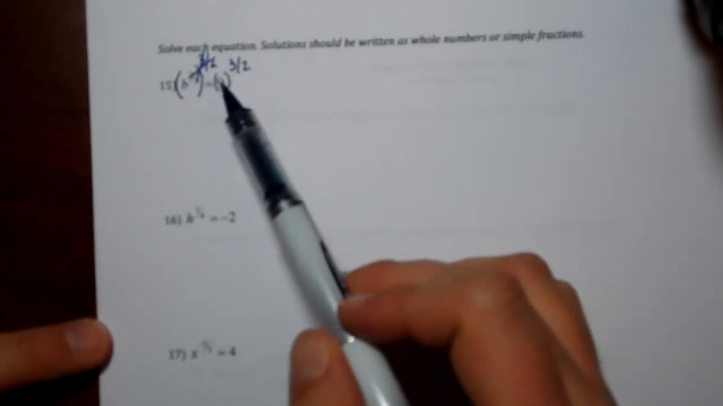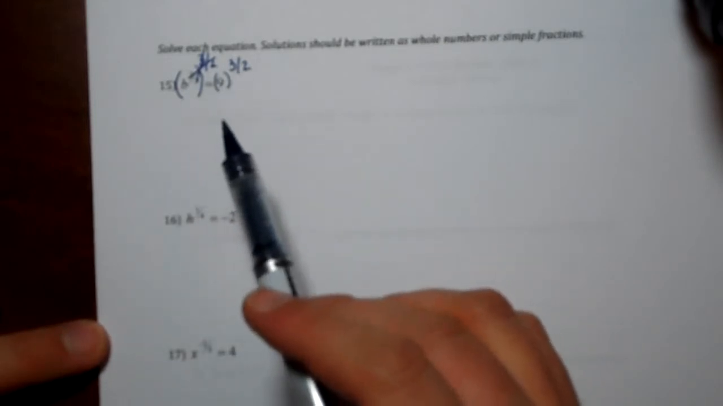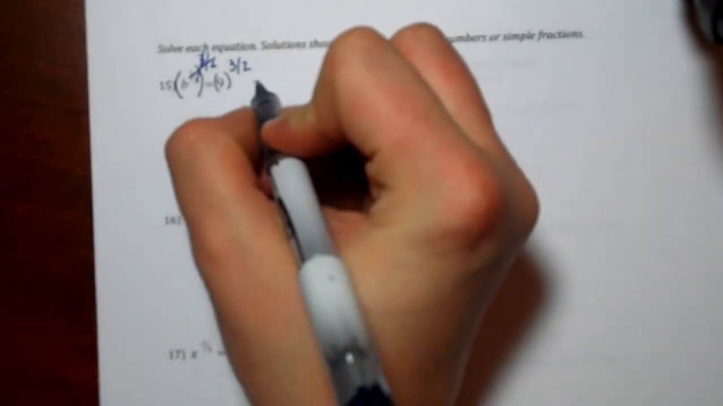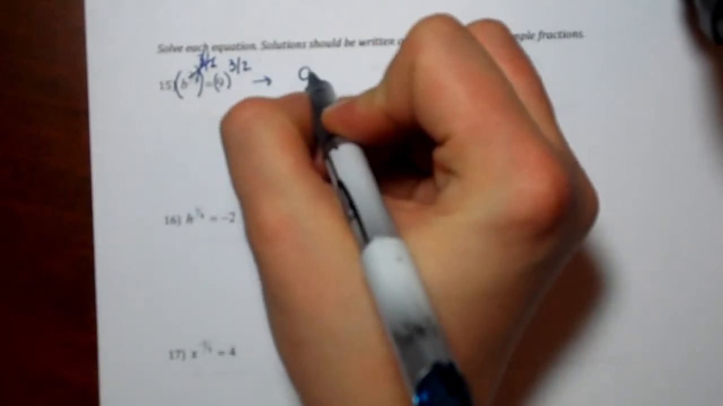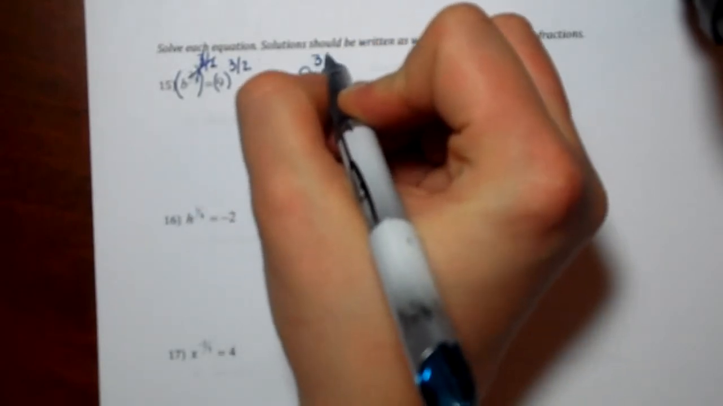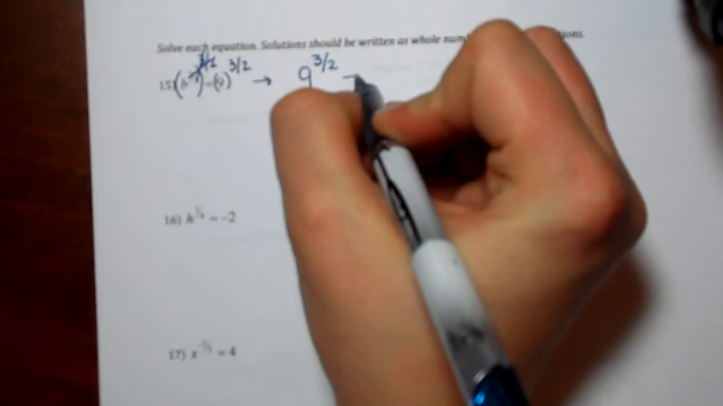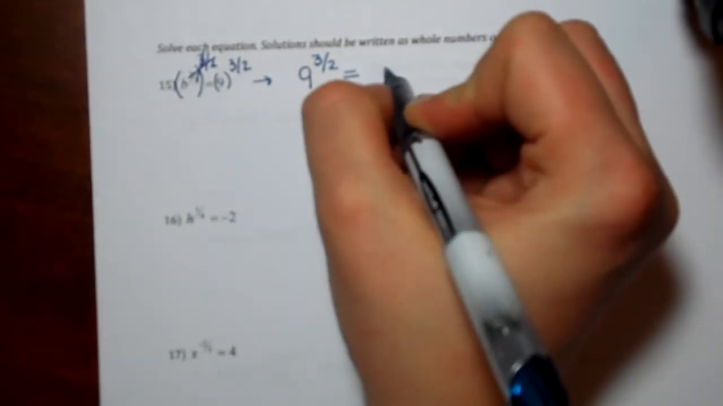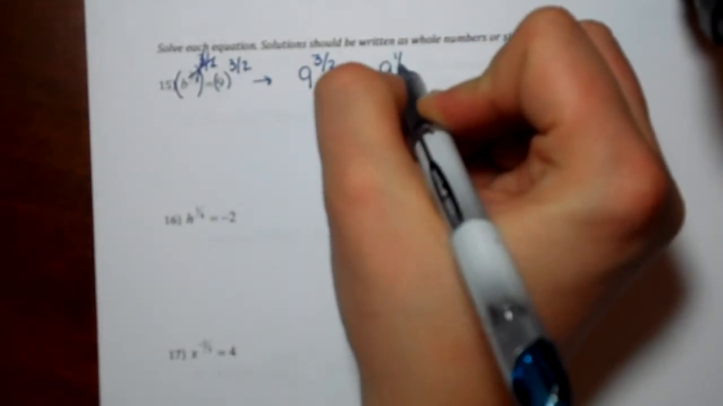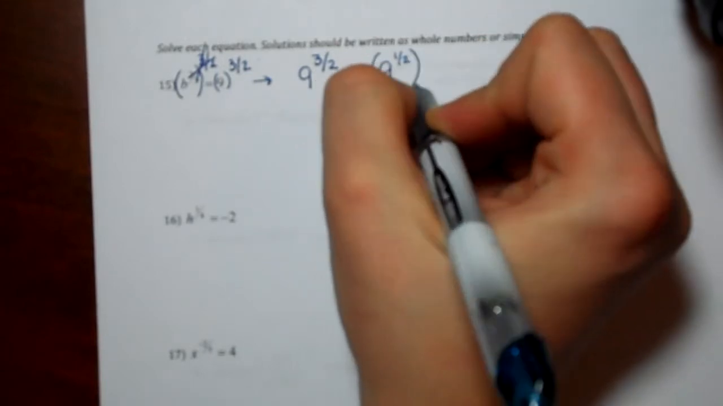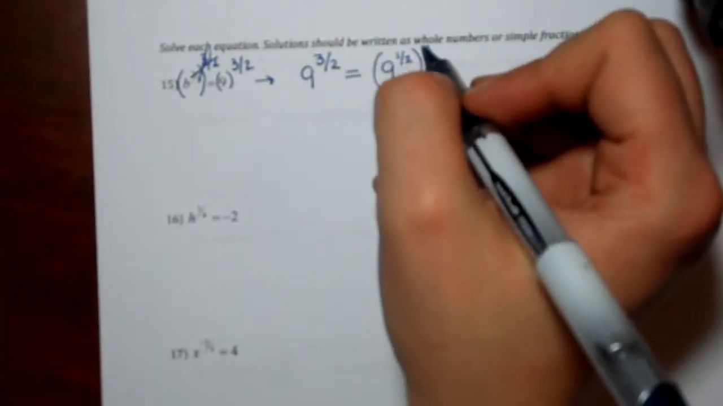Now normally you would just type that into your calculator and get an answer. But notice that this is on the no calculator portion of your test review. So we need to know how to do this by hand. So I'm going to take that 9 to the power of 3/2 and break down that exponent. So I'm going to write it as 9 to the 1/2 and then to the power of 3.